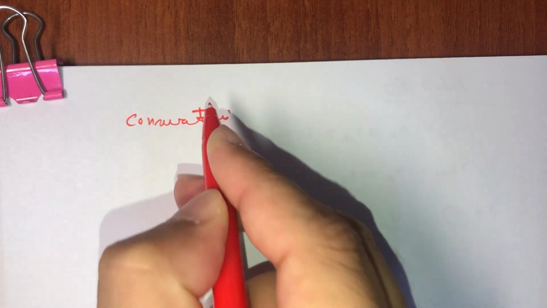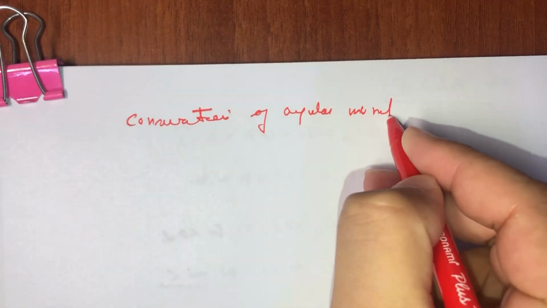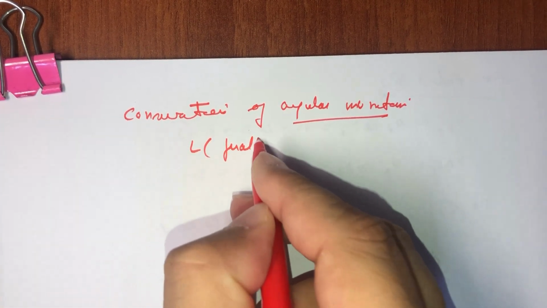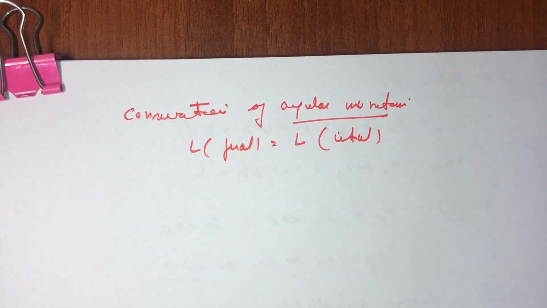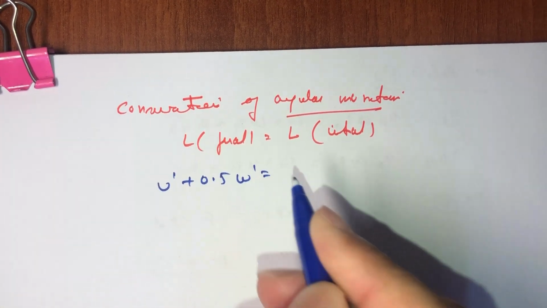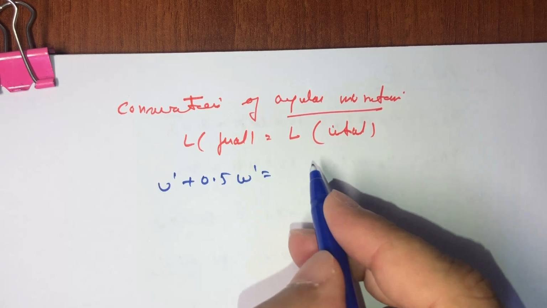Now using the conservation of angular momentum, we get L final will be equal to L initial, and our L final is v prime plus 0.5 omega prime, and L initial is equal to 3.5.